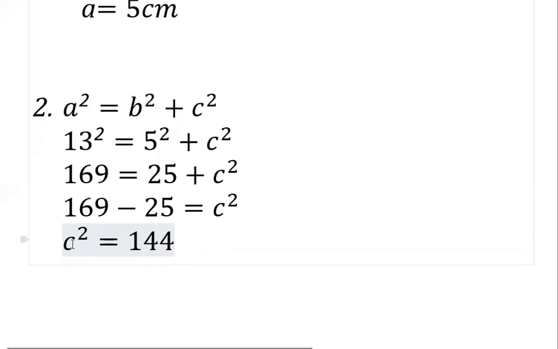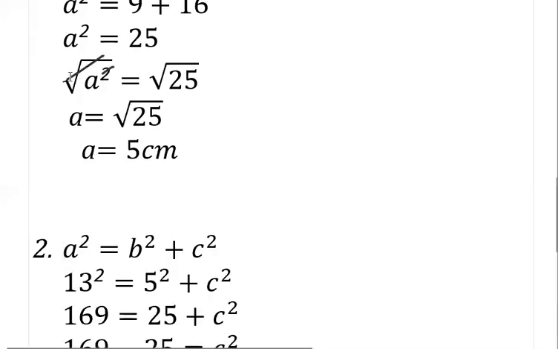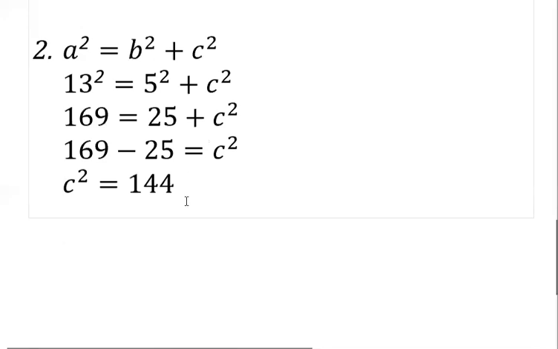169 minus 25 will give you 144. So we are looking for c, like we did earlier on in our first question. We are looking for c. So all we need to do is to square root both sides. Okay, let's just get this template down here. Let's make use of what we have here. Square root both sides to get the value of our c.